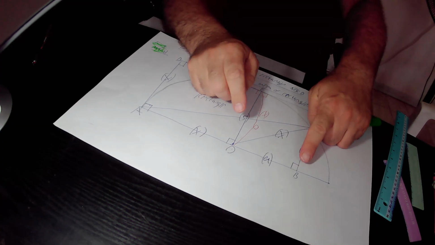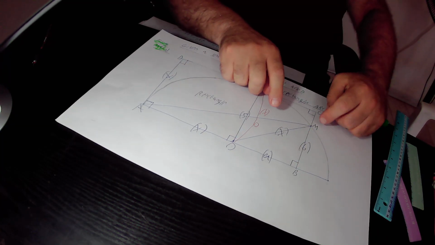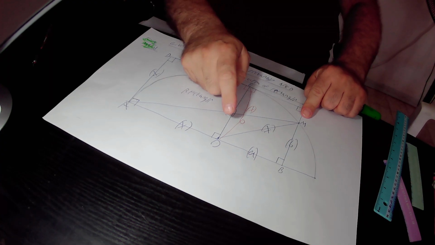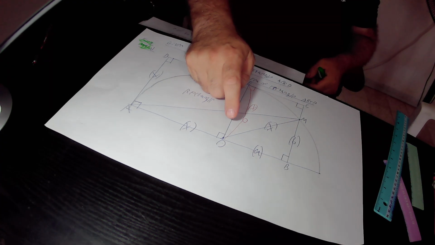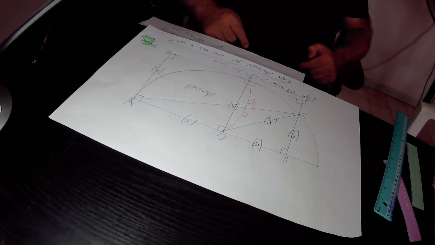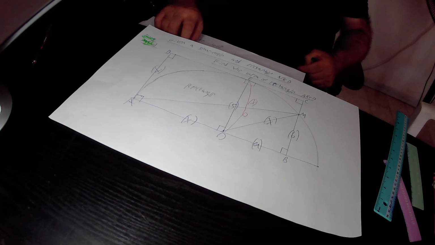In the next step, we define this line segment OB as a, and we define this line segment MB as b, and we implement the Pythagoras theorem in this right triangle OMB. According to the Pythagoras theorem, in any right triangle, the square of the hypotenuse equals the sum of the squares of the perpendicular sides.